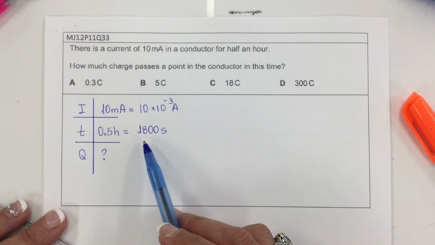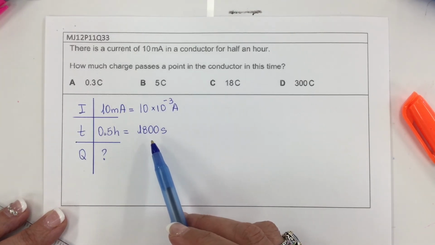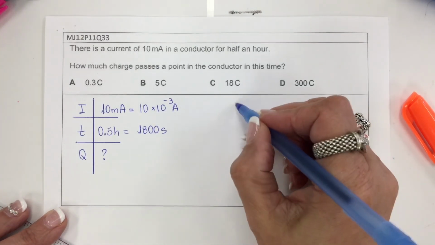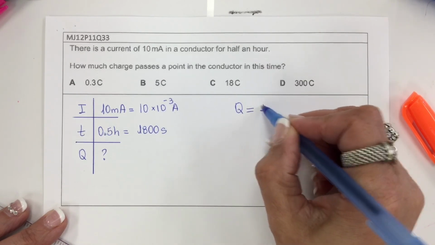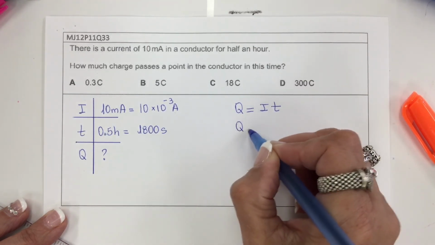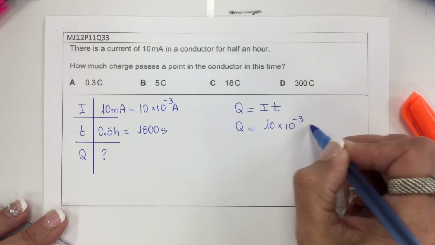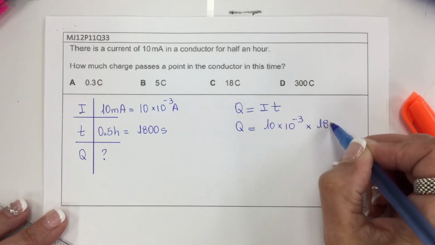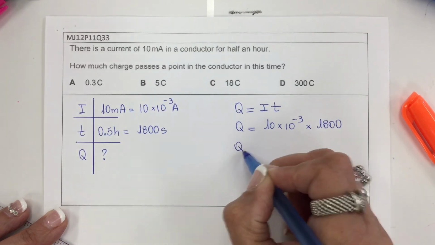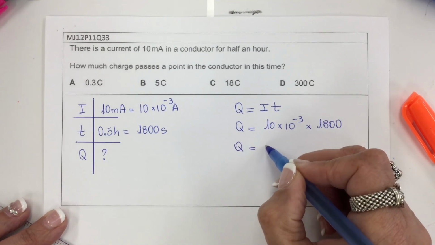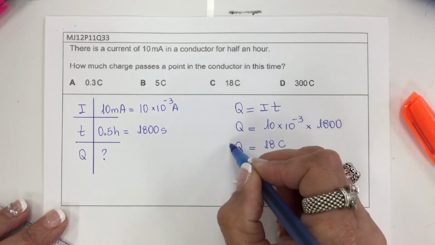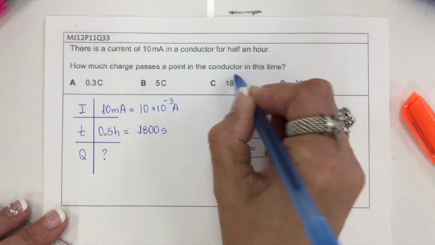Half an hour is 1,800 seconds. And now I can calculate my charge, which is I times t. So charge is 10 times 10 to the negative 3 times 1,800. My charge is 18 coulombs. That's the final answer right here.